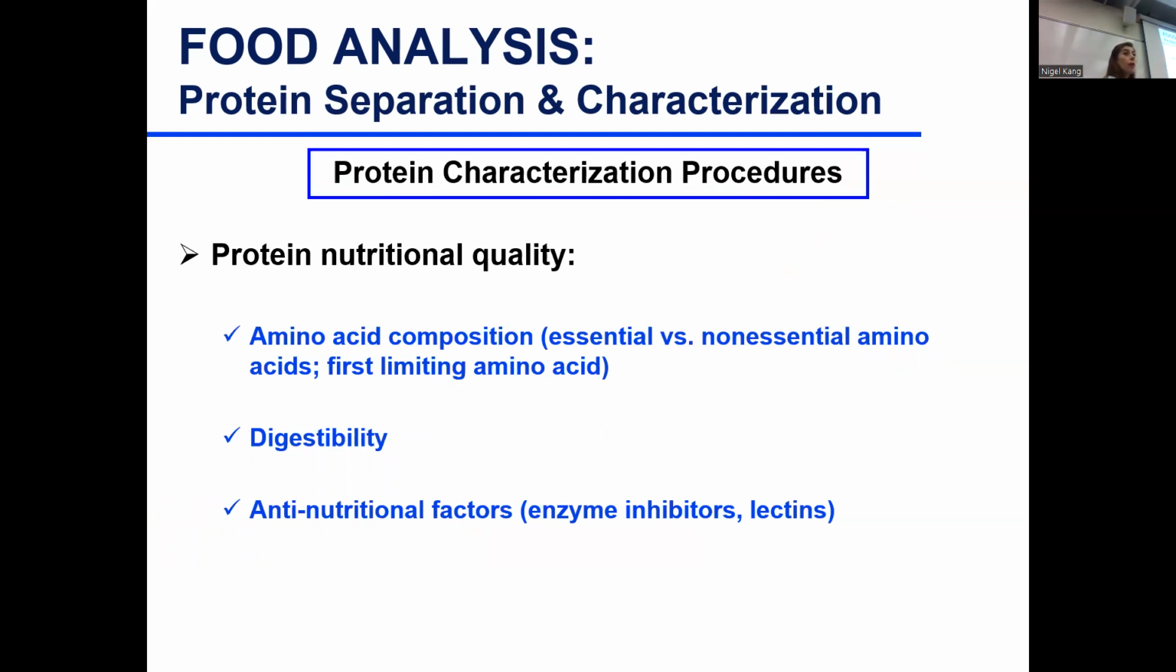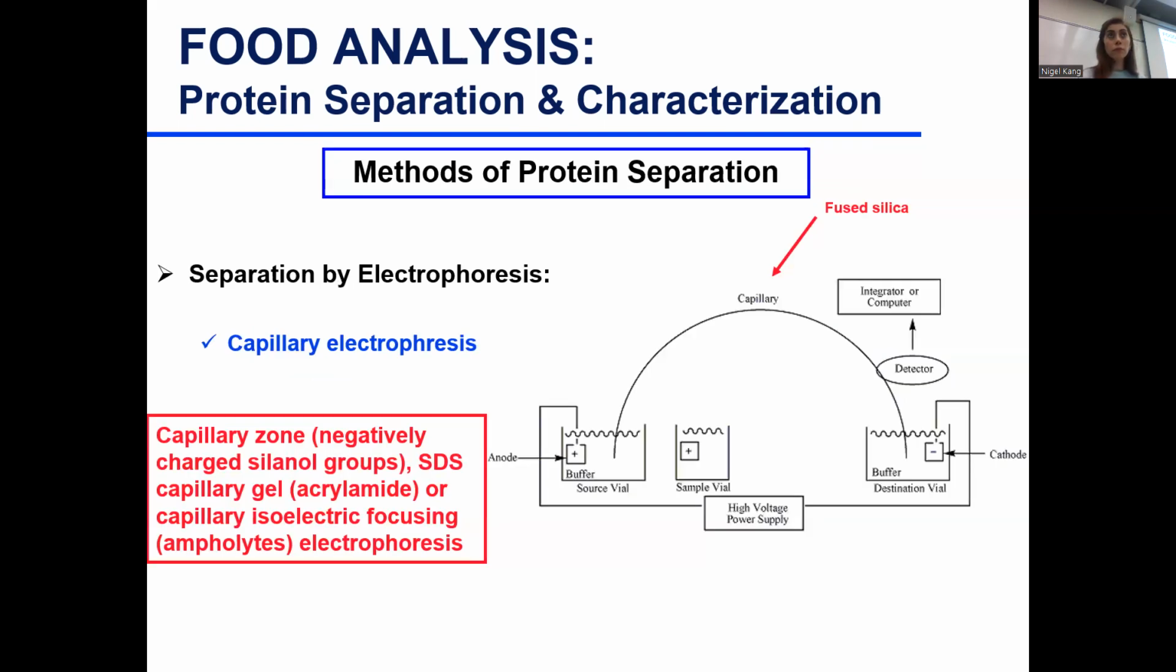Any questions so far? Yeah. When you're using the capillary versus the PAGE method, are you still able to get quantitative data, or are you just looking to separate and purify?